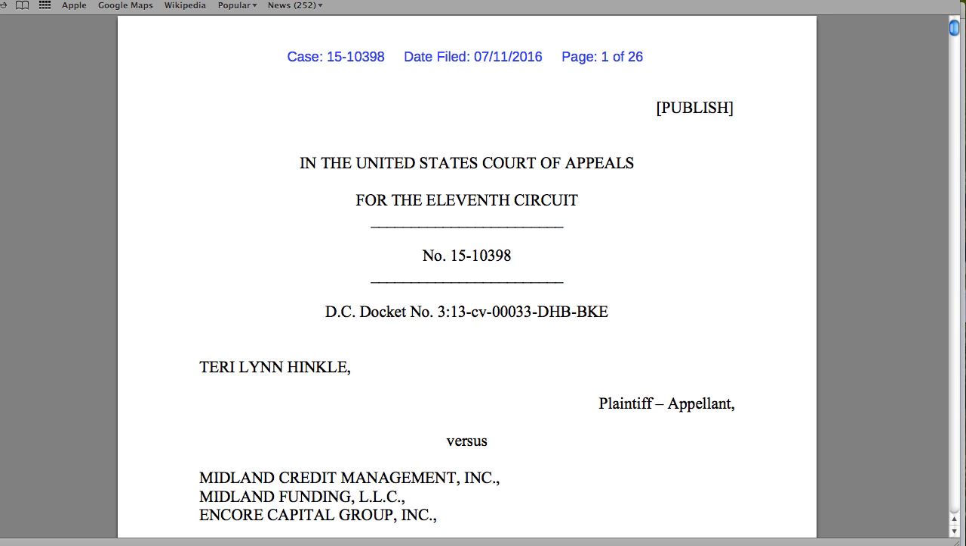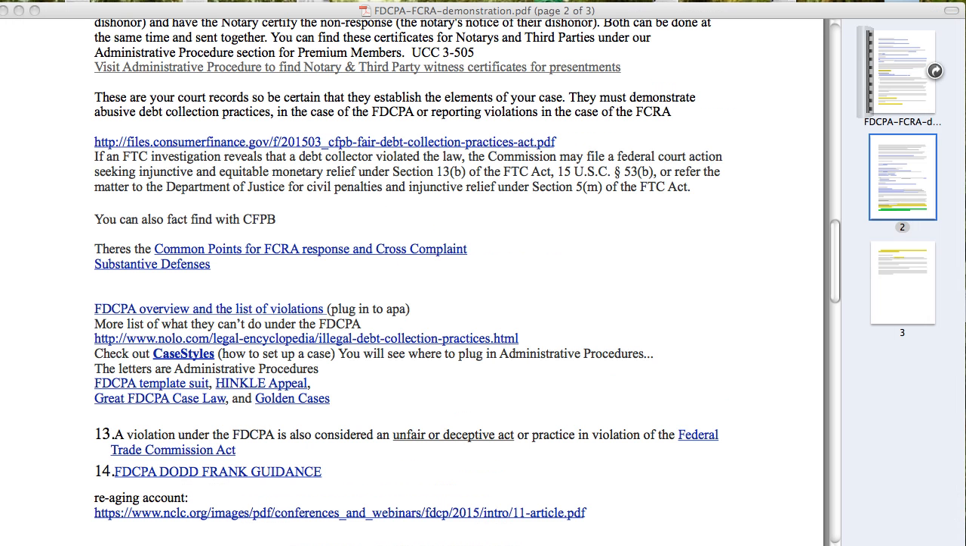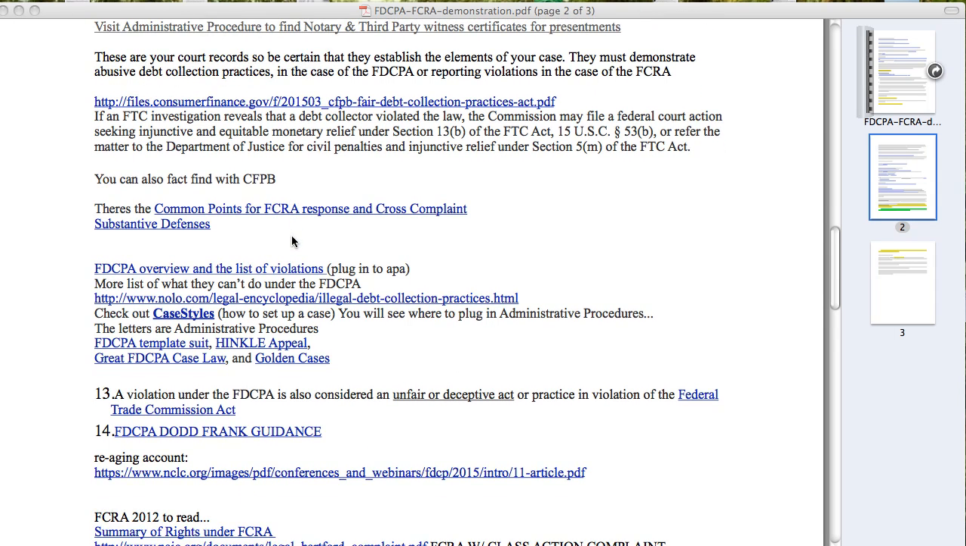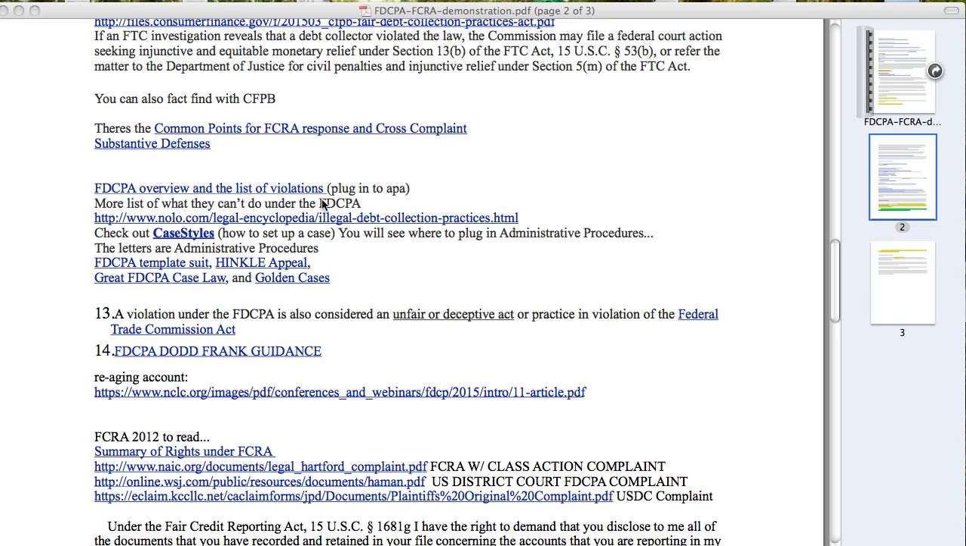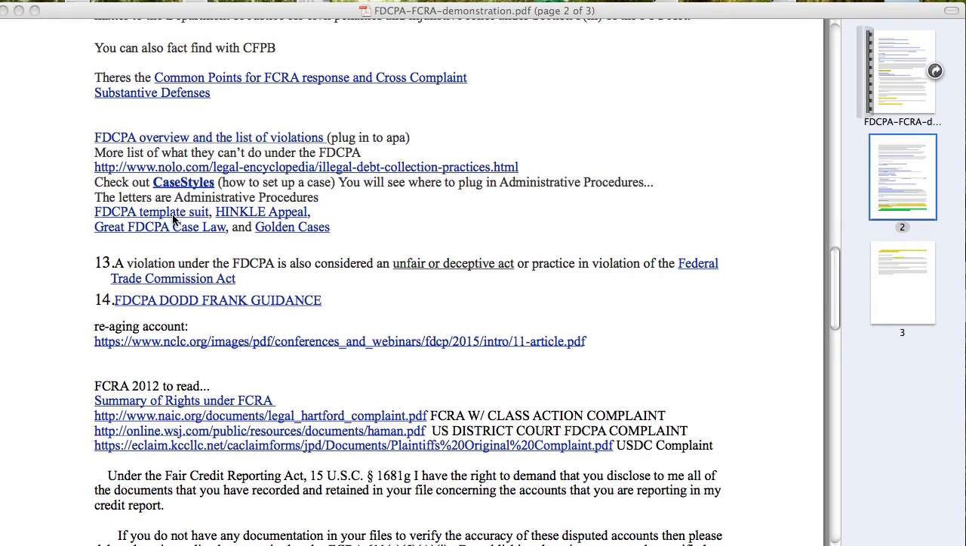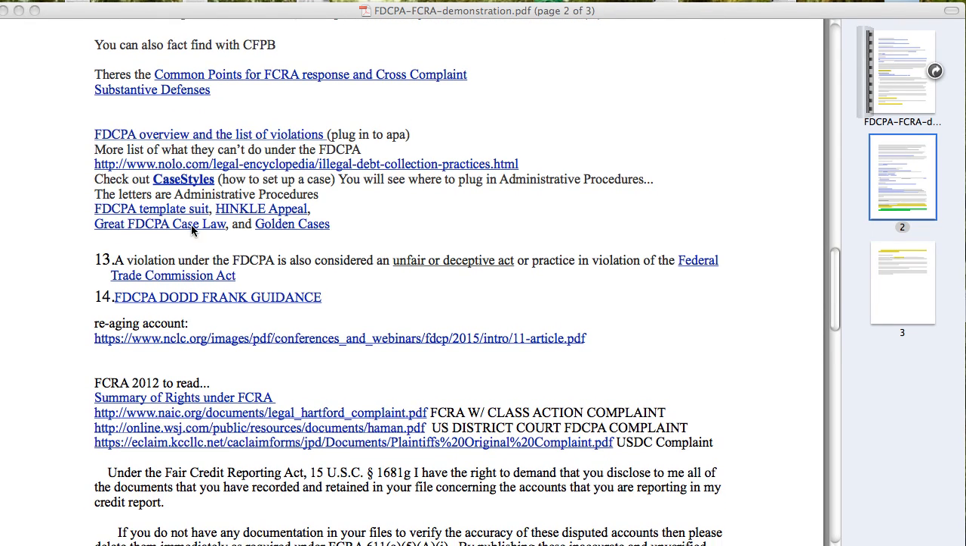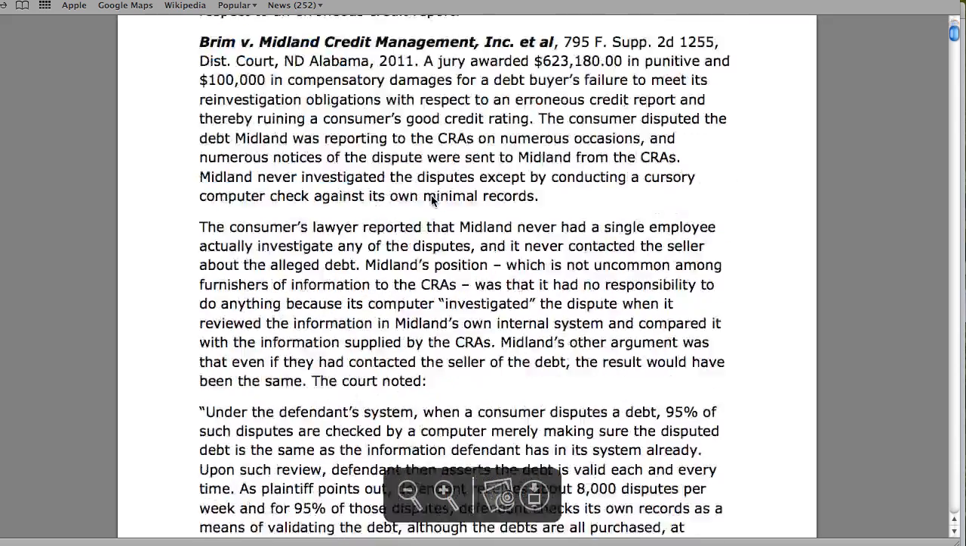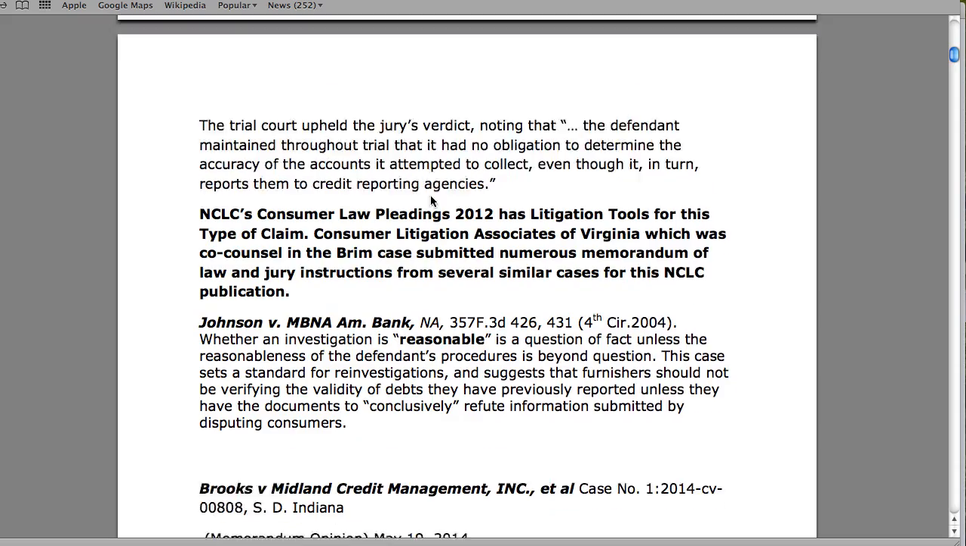Most of the time, by the time you hit them with that intent to sue letter, they're going to run screaming. Now I have a colleague that says if you really want to scare them, put a draft lawsuit in there. But I say don't threaten, just do it. Now check this out. For those who want case law, I'm not even going to click these, but between these two links right here, this is all the FDCPA, FCRA case law that you need. I think Golden Cases, this is FDCPA and FCRA, I'm pretty sure.